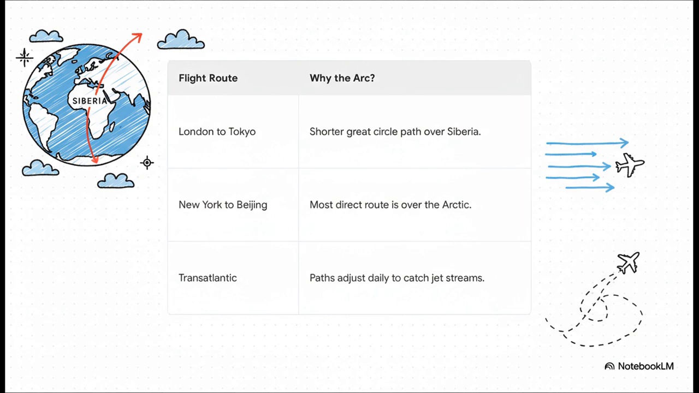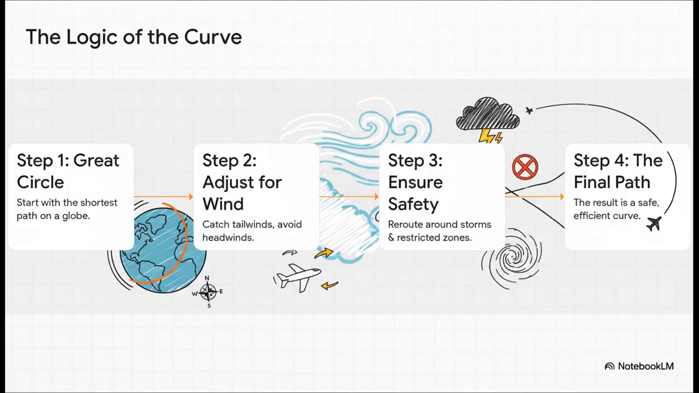So let's look at how this all works on some actual flights. A plane from London to Tokyo doesn't just fly straight east. Nope, it arcs way up north over Siberia because that's the shorter Great Circle path. Flying from New York to Beijing, you're going right over the Arctic. And transatlantic flights are really fascinating. Their routes can literally change every single day as pilots hunt for the fastest jet streams to ride across the ocean.